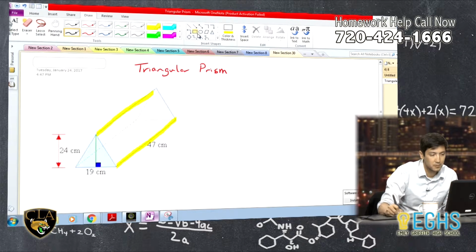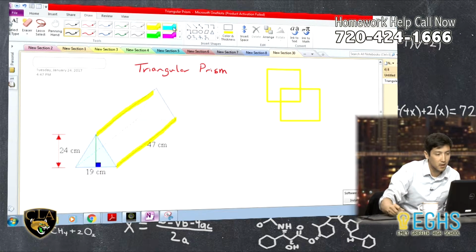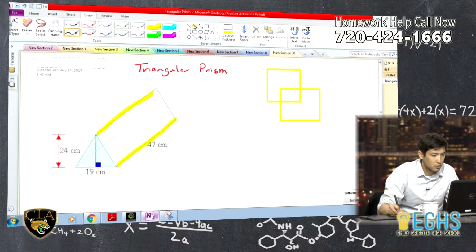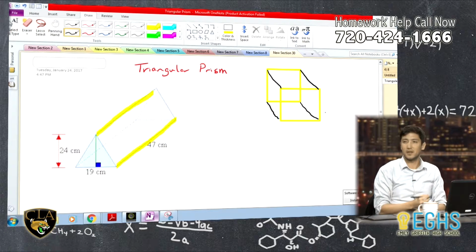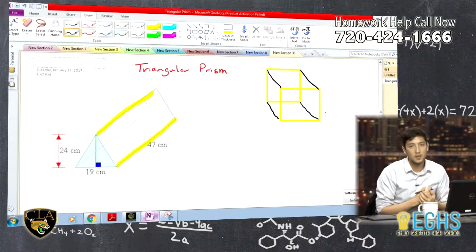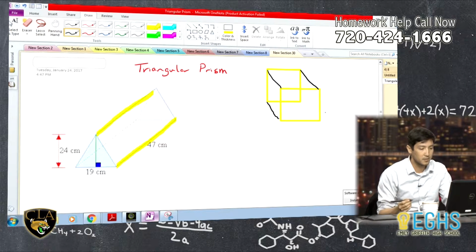You might be familiar with some other prism shapes. This isn't going to be perfect, but this would be an example. This is also a prism. So this is a square prism, again, because it just maintains that shape throughout. So again, any kind of shape, we can talk about triangular prisms, rectangular prisms, trapezoidal prisms, really any polygon can form a prism shape.